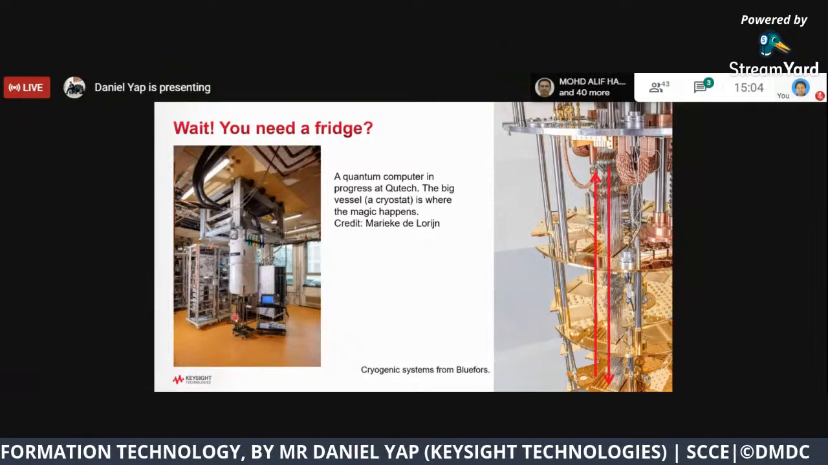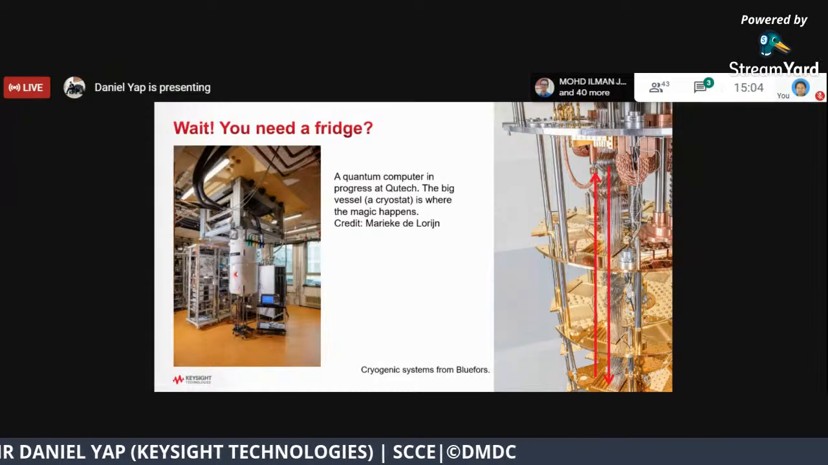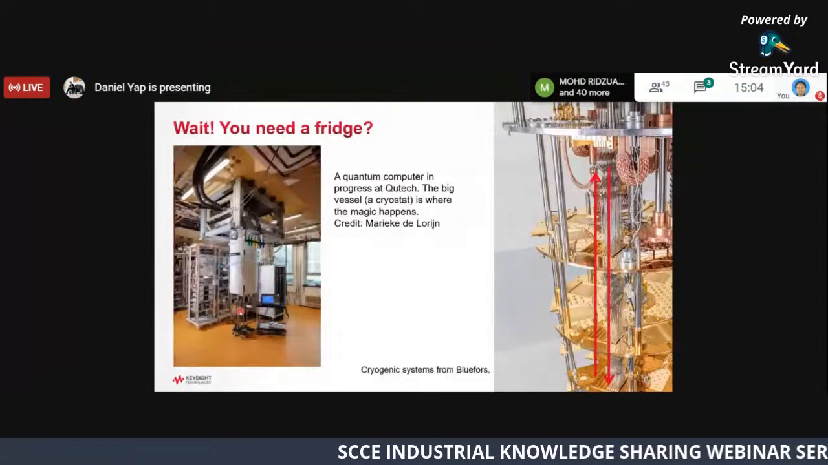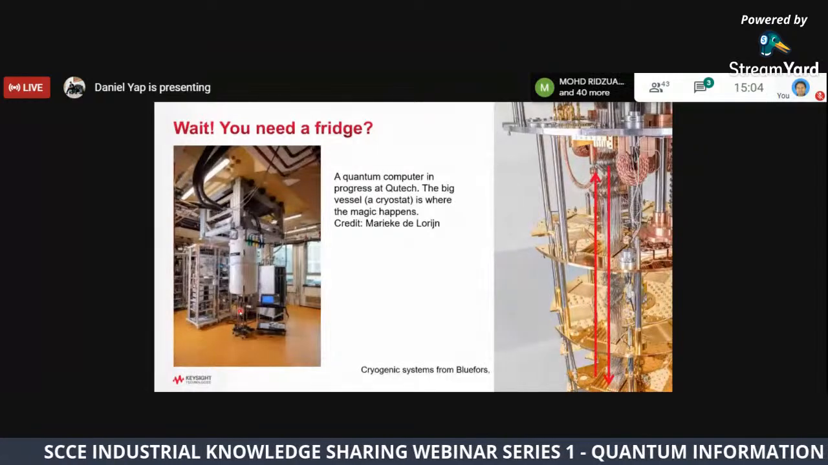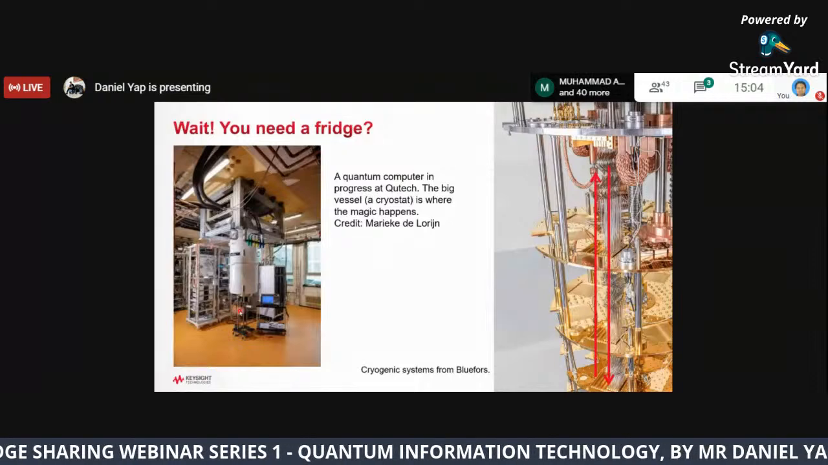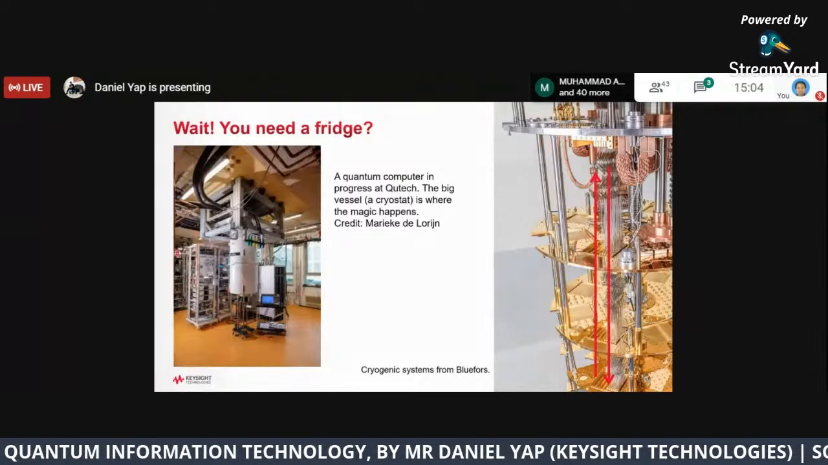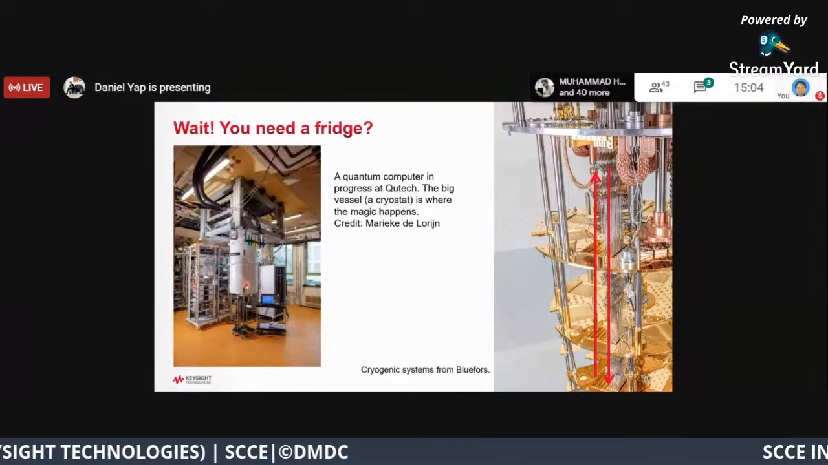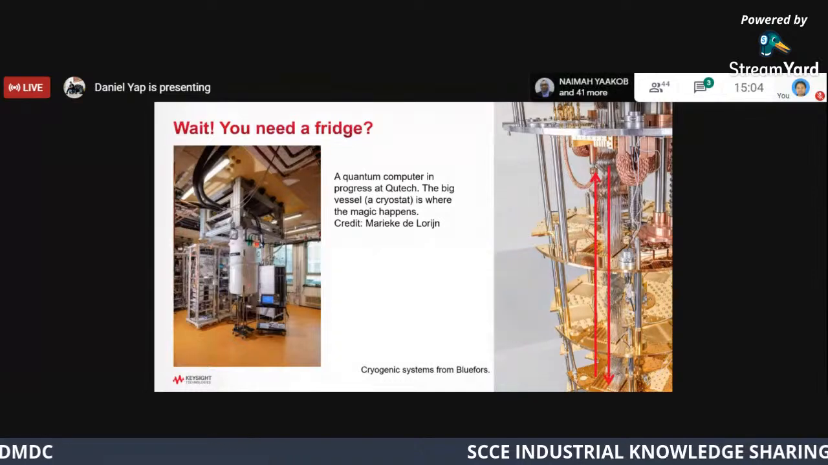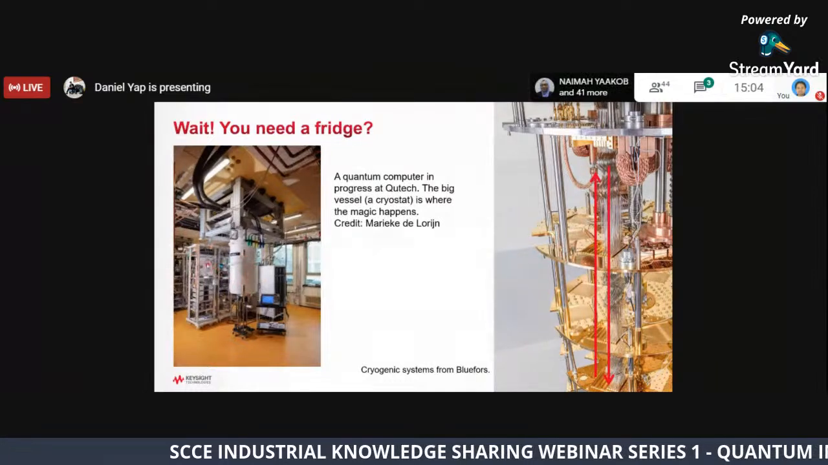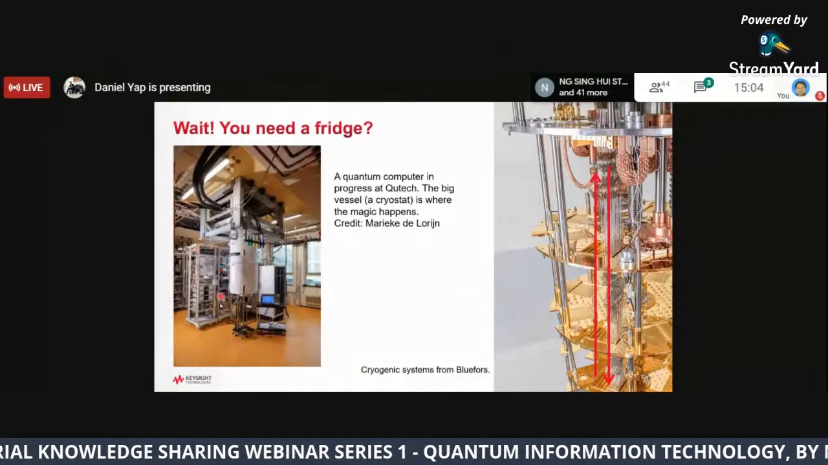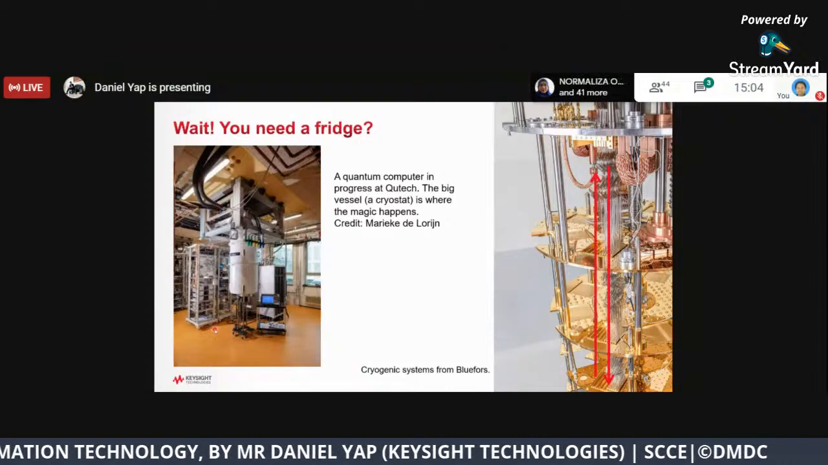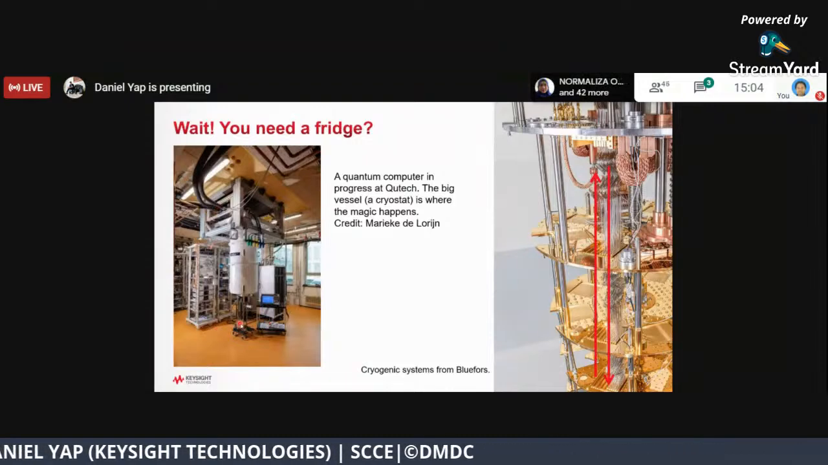Now, if I look into this picture carefully, I only see one fridge. Means they are working on one qubit only. So you can imagine if two qubits, you need to duplicate these. So see how big it is? It's huge. If, let's say, the fridge alone is at least $6 million, you need to factor in the price of the electronics instruments, the cables, the wiring, everything. So it's a lot of money. Really, really a lot of money.